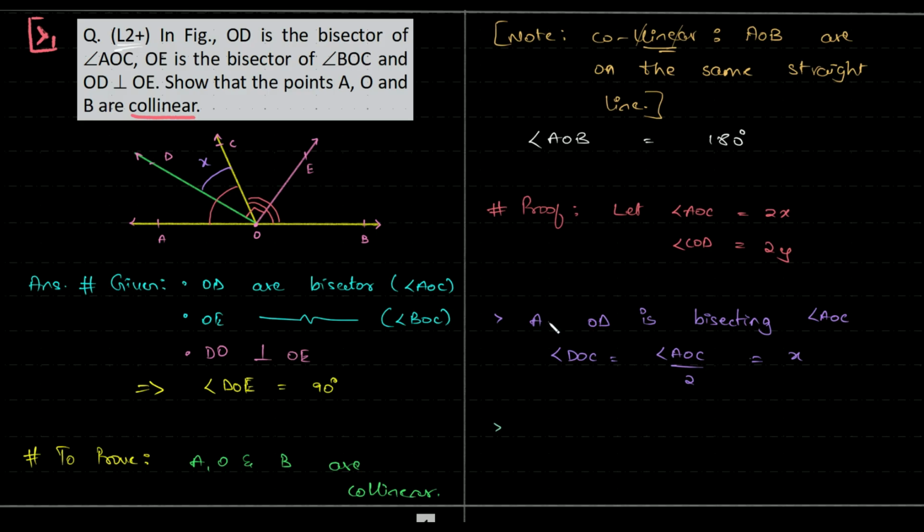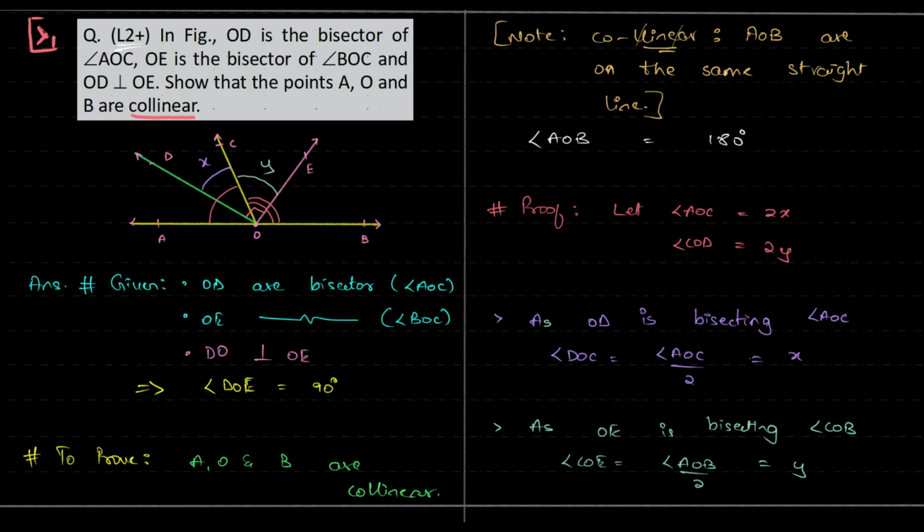as OE is bisecting angle COB, what can we tell? Angle COE is equal to half of angle COB. So that is nothing but y. Agree? Because we're calling this entire angle as 2y. So this will be y.